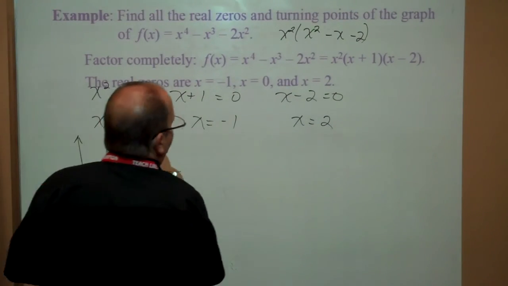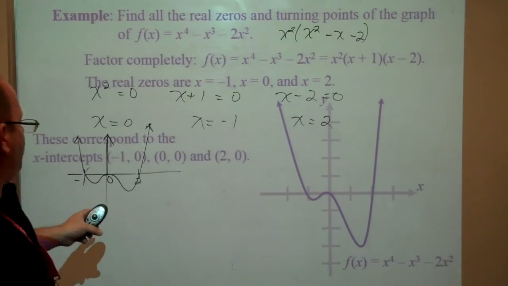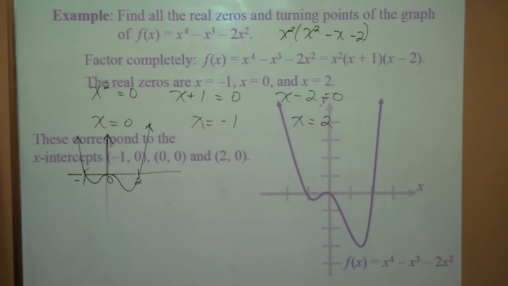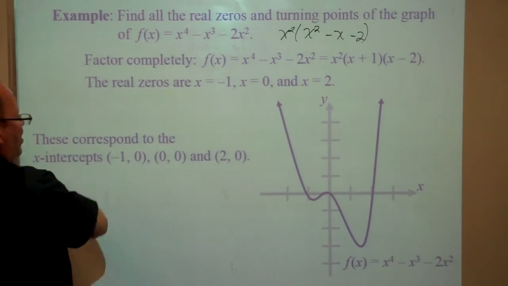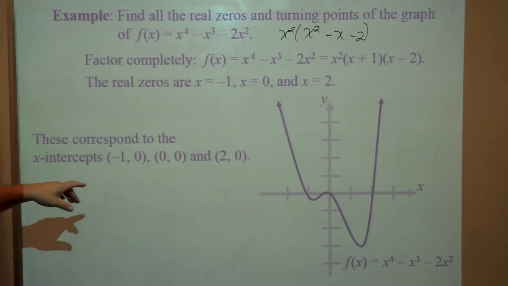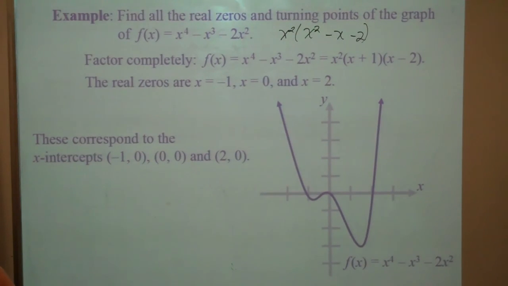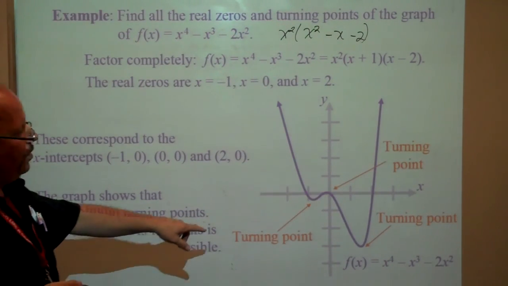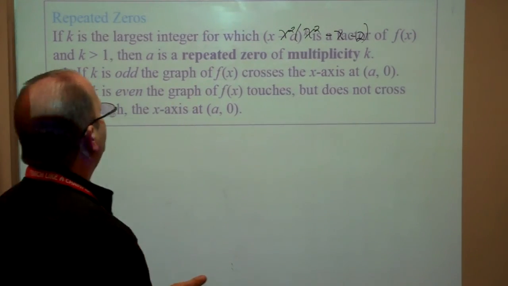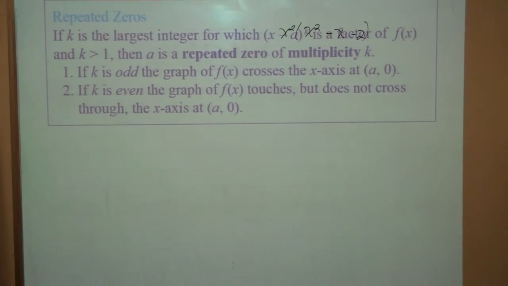Let's see what they've said. Well, now look at that. You see, you can do this. If you understand these basic things, and everything is following the same logic, you can be able to see these graphs too. I know some of you already do. Graph shows that there are 3 turning points. Since the degree is 4, this is the maximum number possible. Turning point, turning point, turning point. Okay, pause here, come back for part B. I'll do some homework problems in part B.